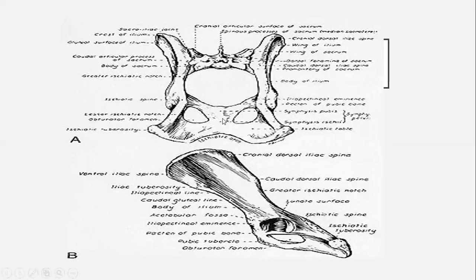So this is the ischiatic symphysis. We also have the pubic symphysis over here. So this is the ischiatic symphysis, and this is the ramus over here. So it's on the medial part of the obturator foramen.